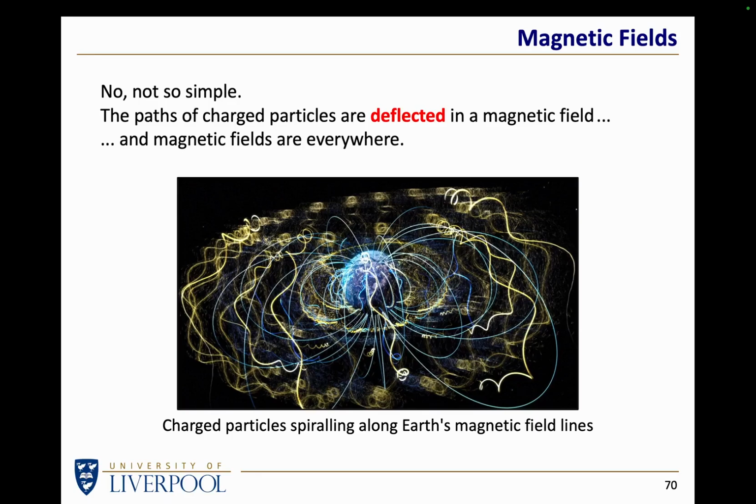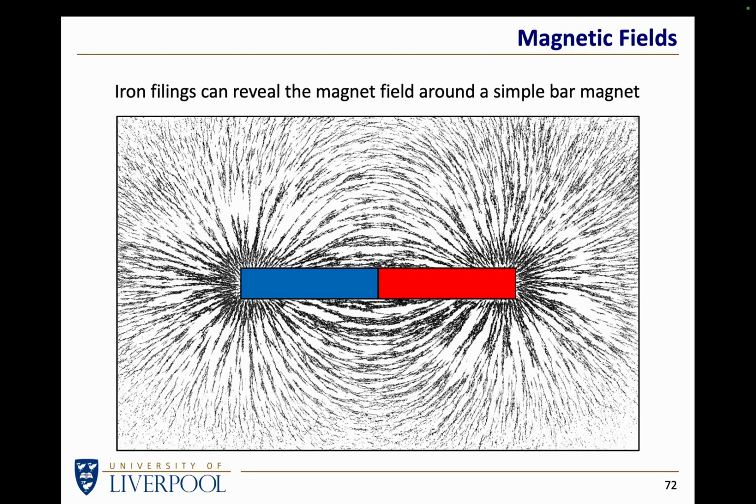Occasionally that happens and we end up with aurora, but some particles definitely get through the Earth's magnetic field. So just like we can map out a magnetic field by sprinkling iron filings on a magnet, how can we work out what magnetic fields exist in the Milky Way?